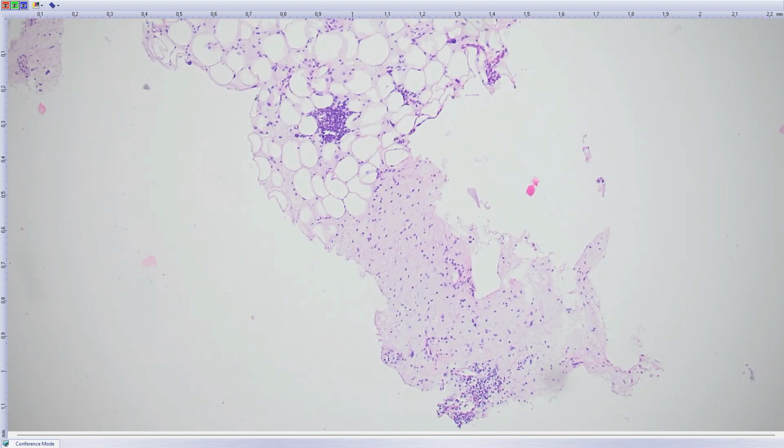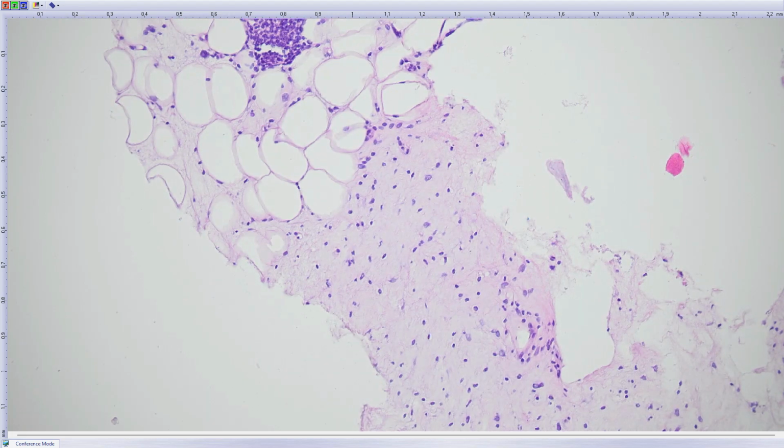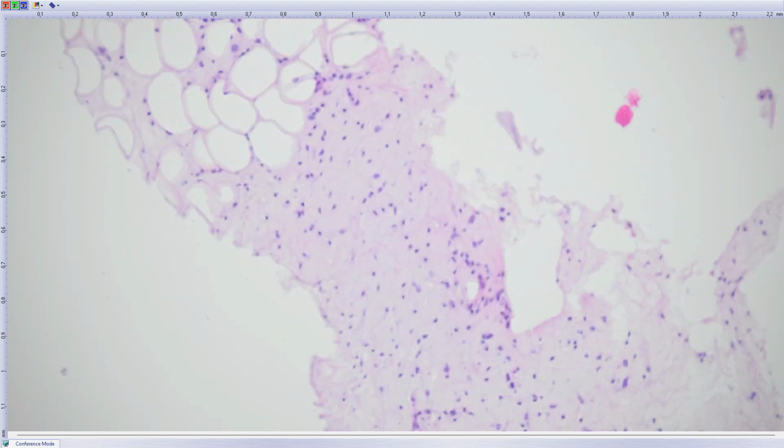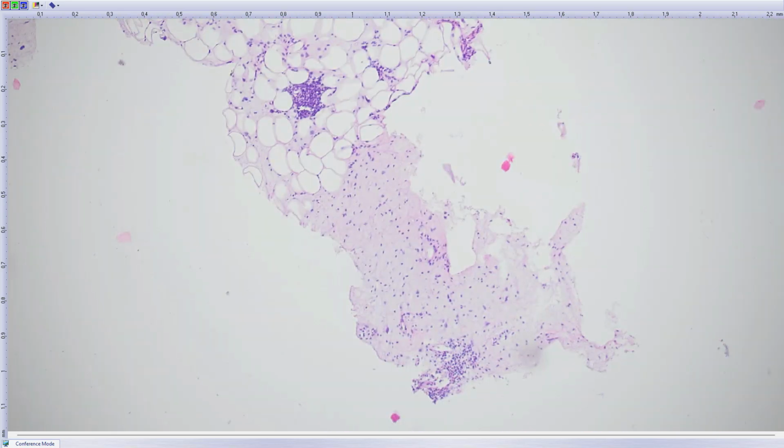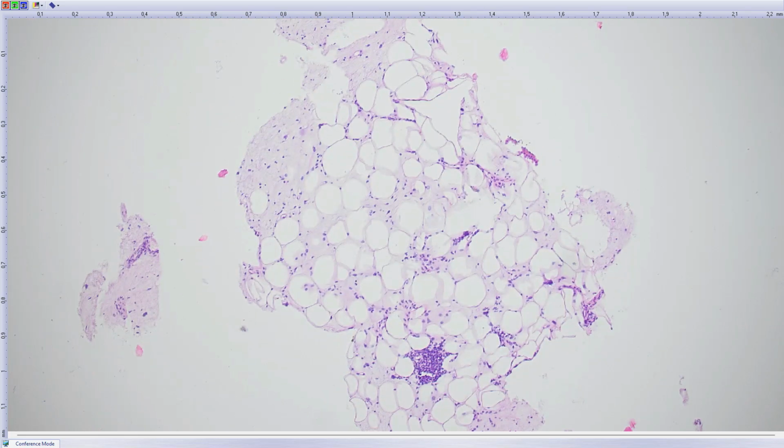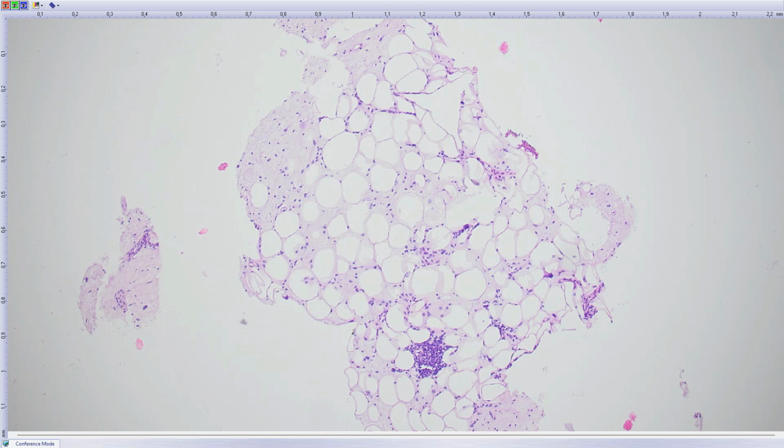Importantly, also see non-lipogenic areas with this collagenous stroma, again with atypical hyperchromatic cells. So this is basically well-differentiated liposarcoma until proven otherwise. And if I had just the H&E, I would say most likely well-differentiated liposarcoma.